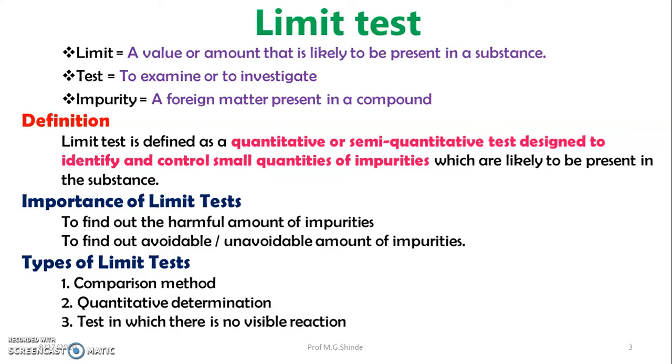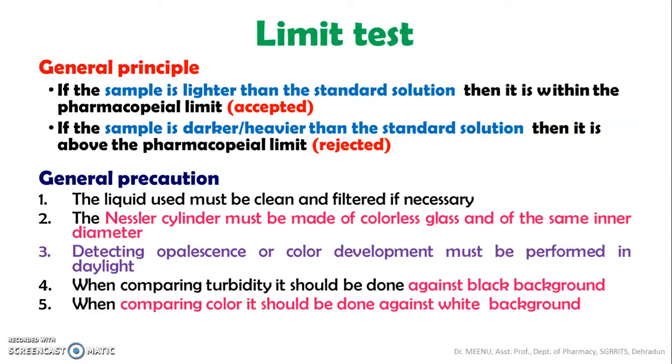What is the importance of limit test? Limit test is helpful to find out the harmful amount of impurities. It is also helpful to find out avoidable and unavoidable amounts of impurities. There are three types of limit test based on the comparison method: quantitative determination, and tests in which there is no visible reactions.